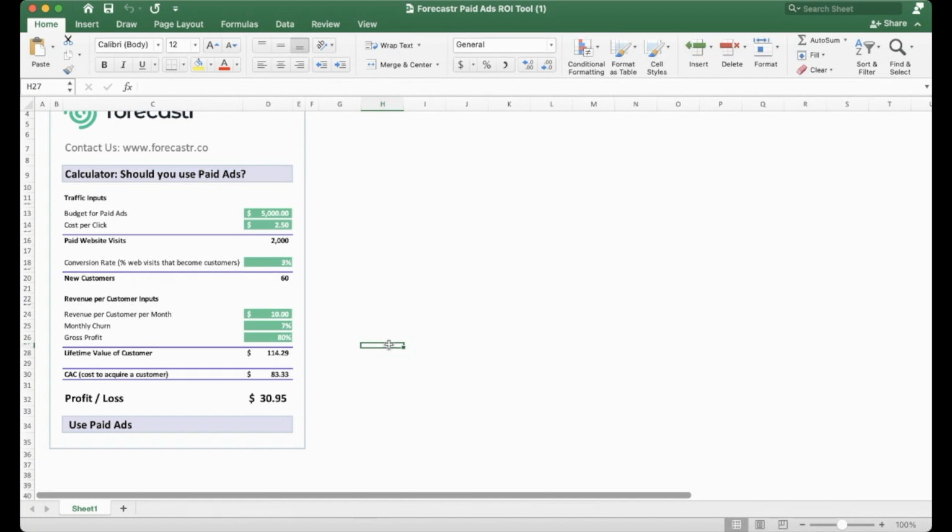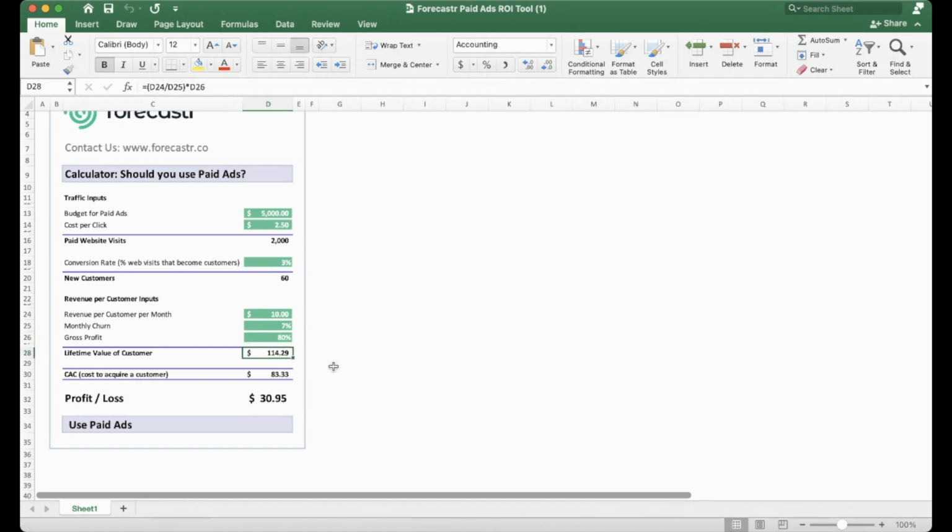Versus if you're an e-commerce platform or you create your own product, you might have pretty high product costs. So you might have 50% of the revenue that you get from the customer going into the product itself, which means you only net about half of that. So you're going to want to input what your gross profit is here, and that'll help you determine the actual cash or the actual profit that you're getting from each customer.